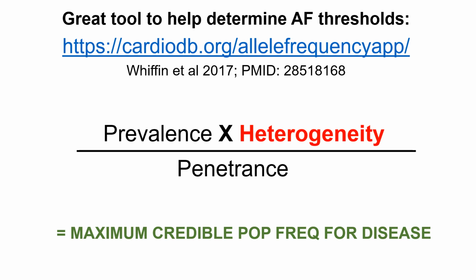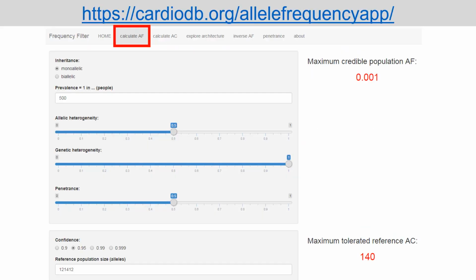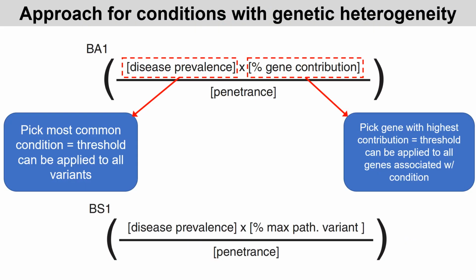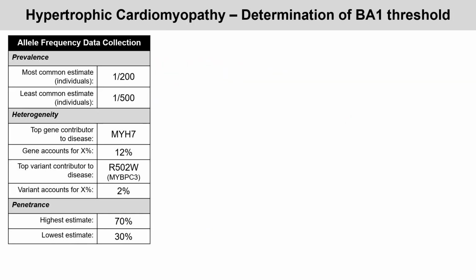And you could then compare this calculated number to the allele frequency to determine if it's high enough to say it is benign or likely benign. Here's a screenshot of what the app looks like, where it allows you to input these parameters, prevalence, heterogeneity, penetrance, to be able to see what your calculated maximum credible population allele frequency is. The way that we have been encouraging some of the groups to use these codes is to try to track the most common estimates, least common estimates, look at what the top gene contributors are, looking at estimates of penetrance.